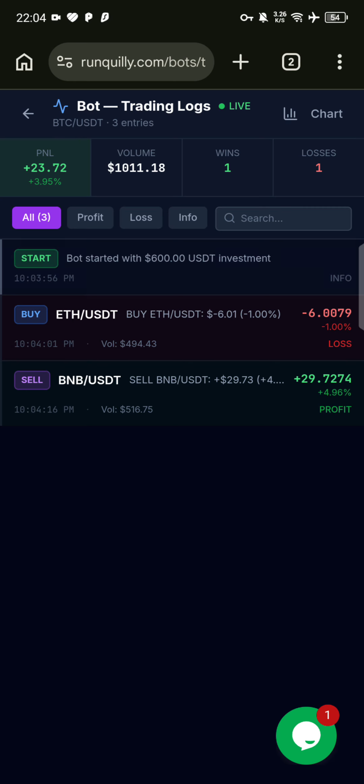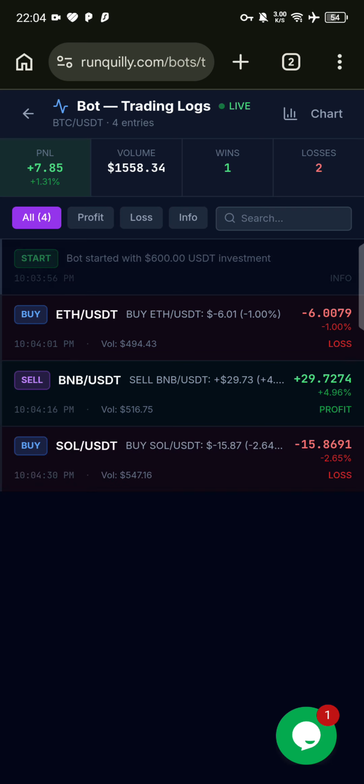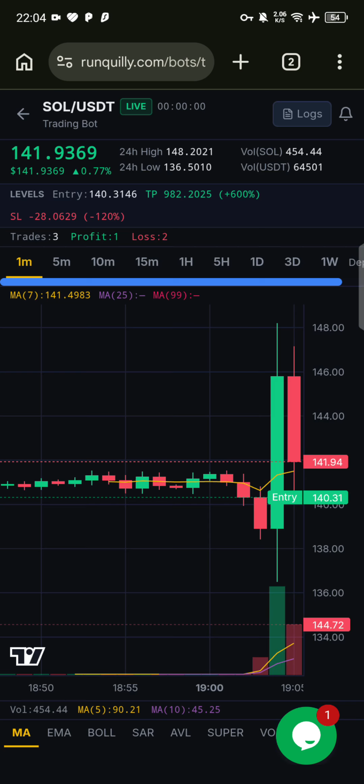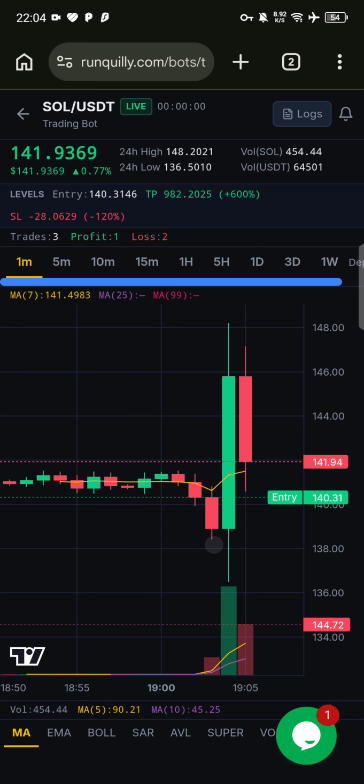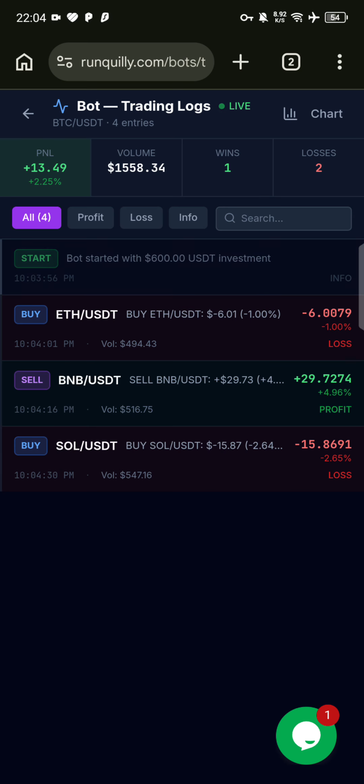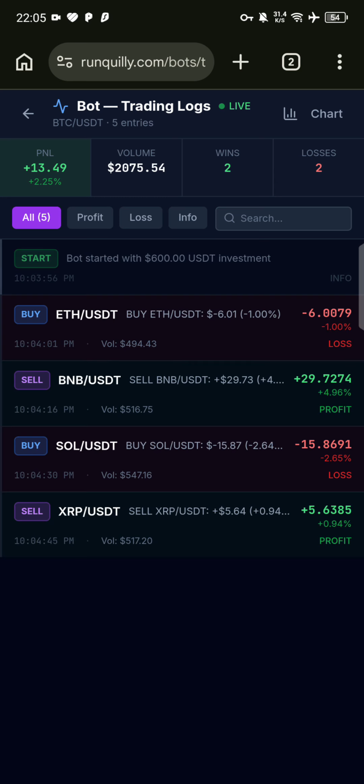So if you are running this bot yourself, always be focusing on the PNL, not the profits and losses, because you can hit a big loss and then hit a double profit, and the PNL will go high. You can see right now we've hit a loss and our PNL is 7.85. So let's check the chart. You can see it is not bad. That was a profit, I guess so. Let me refresh and see. Yeah, we are on a profit.